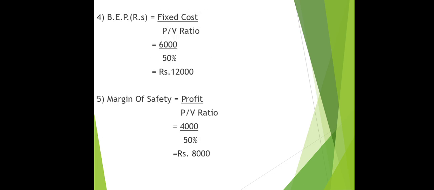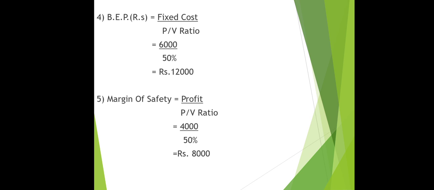And the fourth terminology is break-even point. For the break-even point, we have fixed cost and PV ratio. What is fixed cost? 6,000, and the PV ratio we calculated is 50%. By this we get rupees 12,000 as the break-even point.